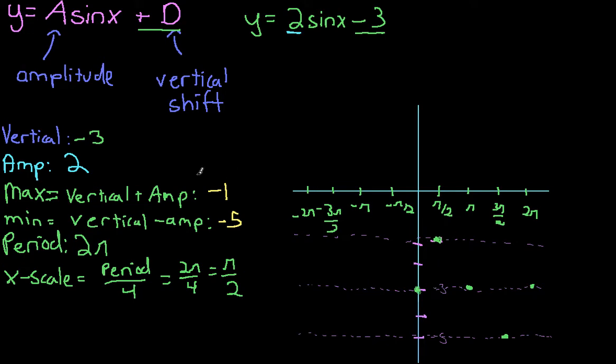So here I had at pi/2, I was at the top. At 0, I was in the middle. And so at -pi/2, I'm going to be at the bottom. So it follows that same pattern. And that's how we want to get our sinusoidal graph.